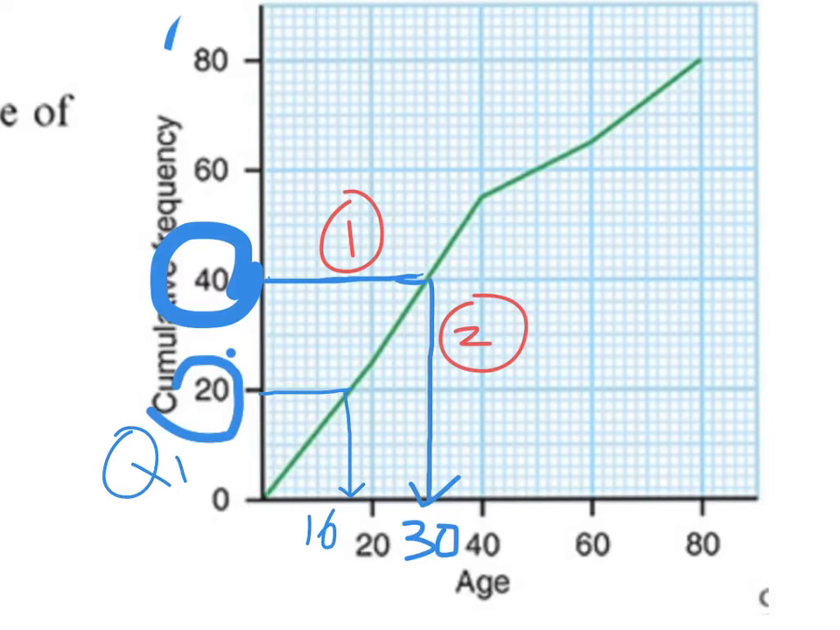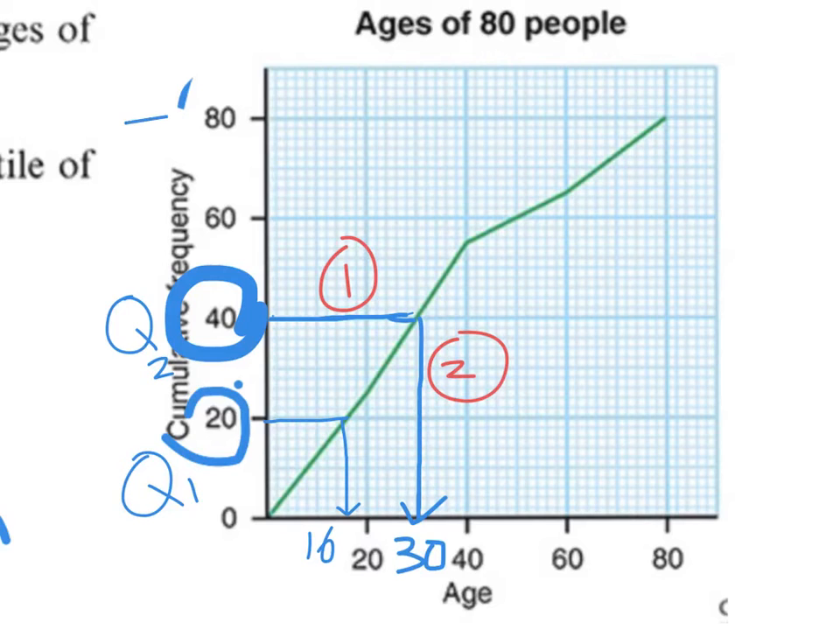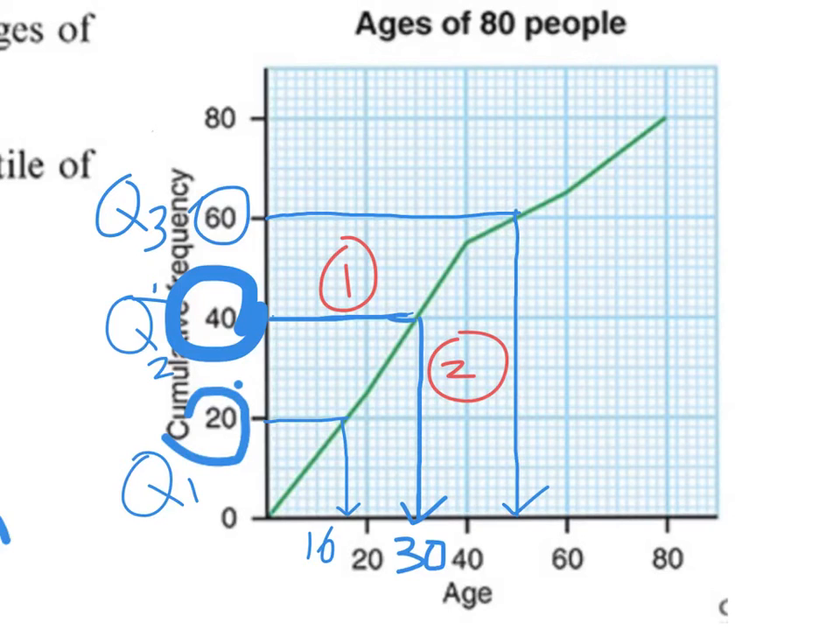That is Q1, and the median is Q2. Then for Q3, we take the half of the upper part. 40 to 80 is the upper part, and the middle one is 60. So we choose the 60th data, and this gives the upper quartile. When we find the upper quartile, don't forget to do the 2 steps. Step 1 goes to the line, and then step 2 goes to the x coordinate, so you get 50.